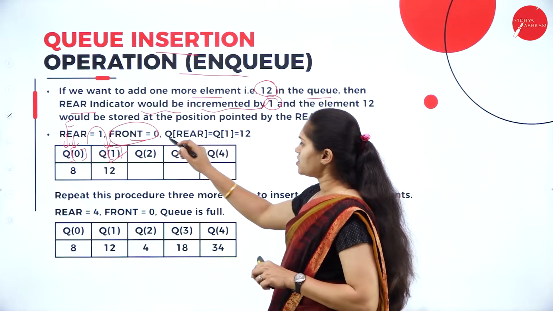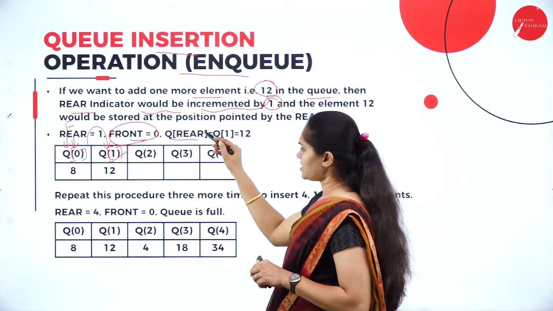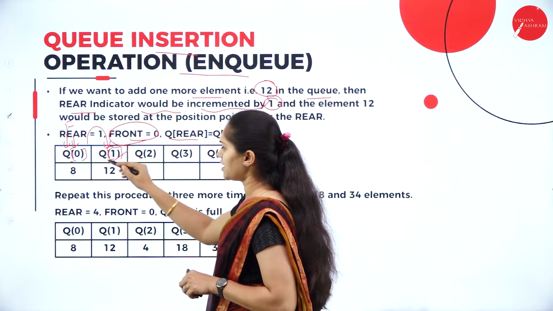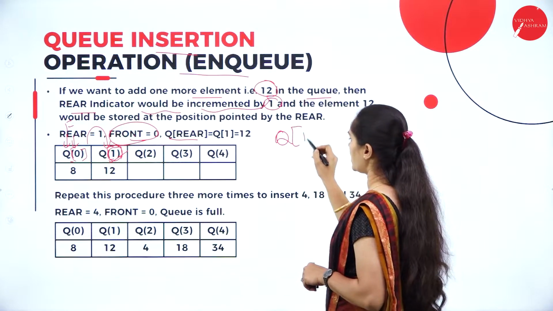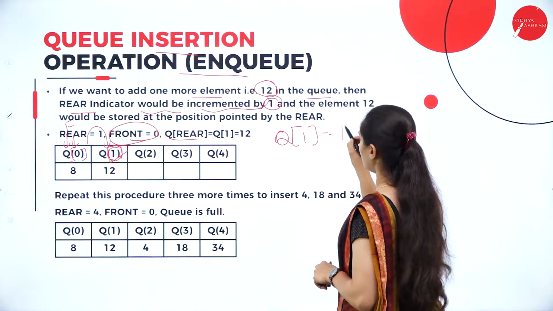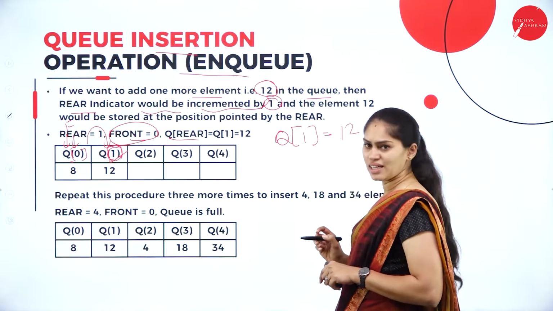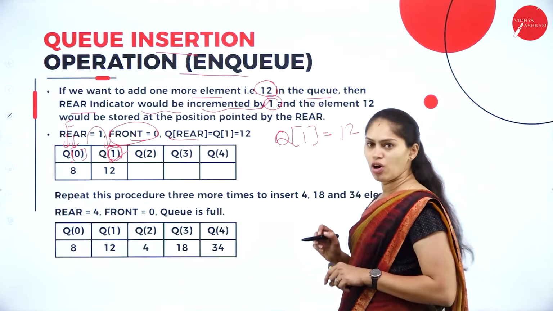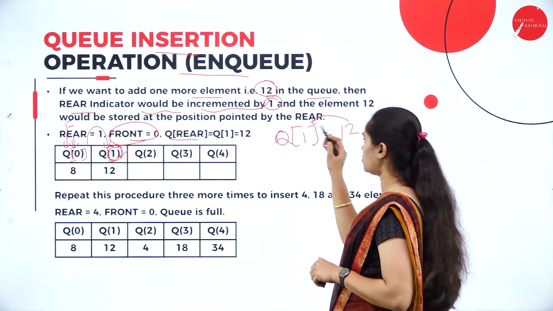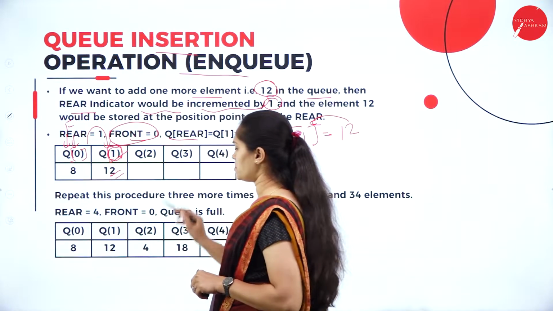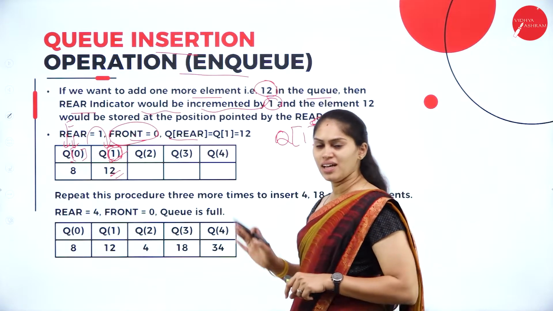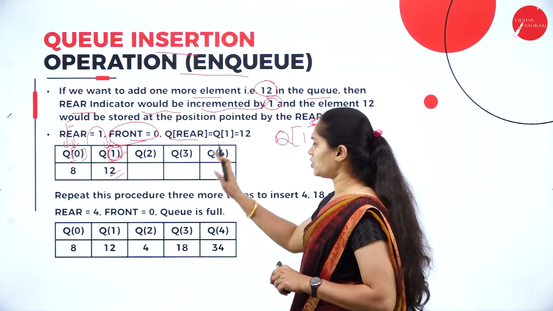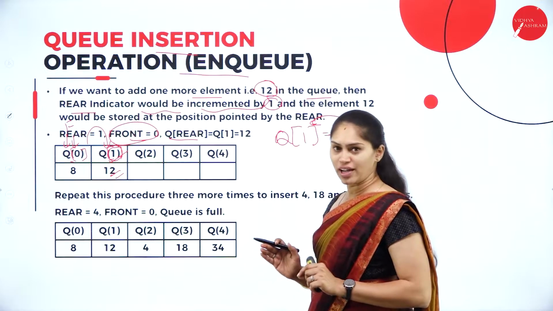We'll see here. Q of rear: what is the location of rear right now? That is the first location. So for the first location, the element 12 will be initialized. In the Q of 1 position, the element 12 will be copied. So we are left with 3 more places. The same procedure will be repeated again and again until it reaches the last location of the Q.